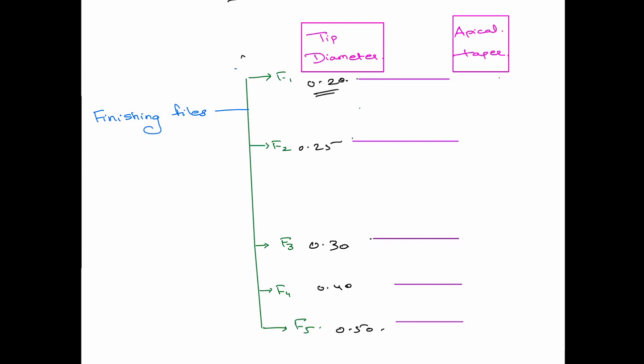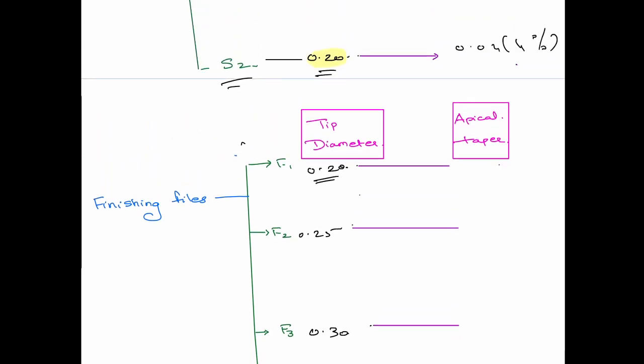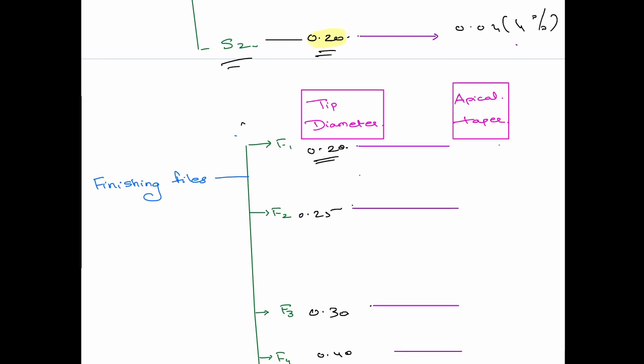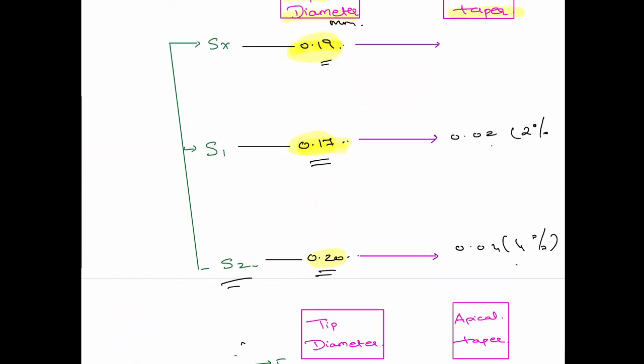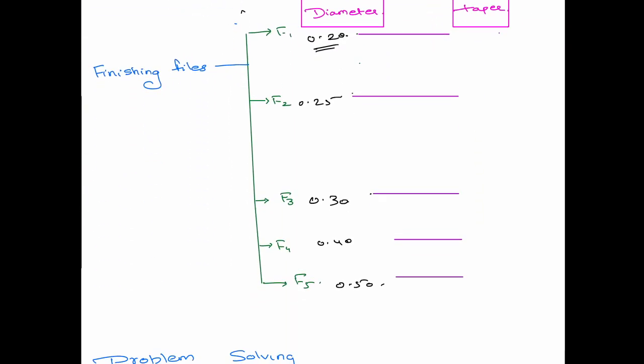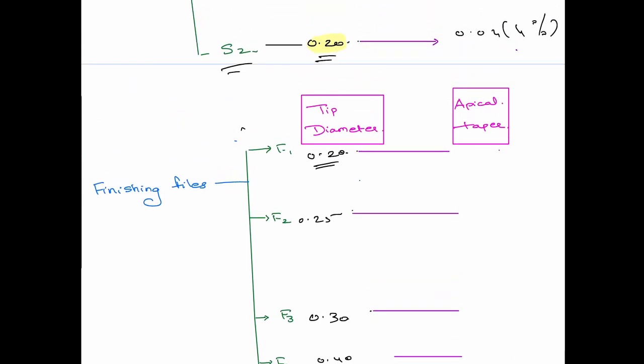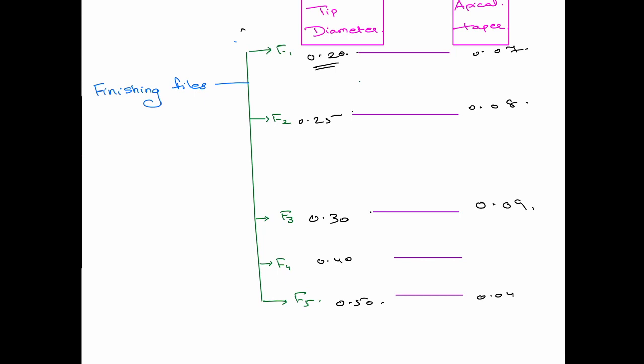So it's 0.19, 0.17, 0.20, then 0.20, 0.25. So that's a 5 difference, then 30, 40, 50. Then the apical taper, not tip, apical taper, we studied it is 2 and 4%. So the same 4% is here, 0.04. But it is different here. It is 0.07, 0.08, 0.09. So don't forget this, 0.05.